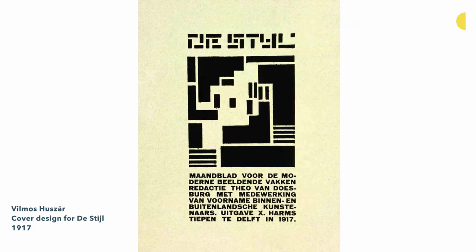Here we see a cover design for De Stijl where he designed the magazine's logos with letters constructed from an open grid of squares and rectangles. It says De Stijl right in it. Huszár combined his composition with type and Van Doesburg's logo to create a concise rectangle in the center of the page.